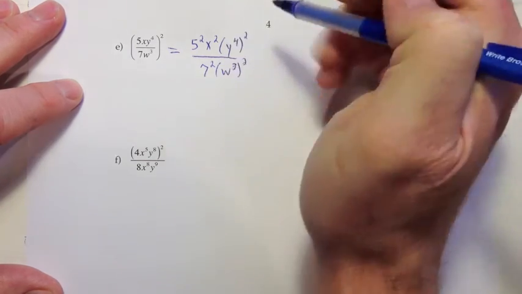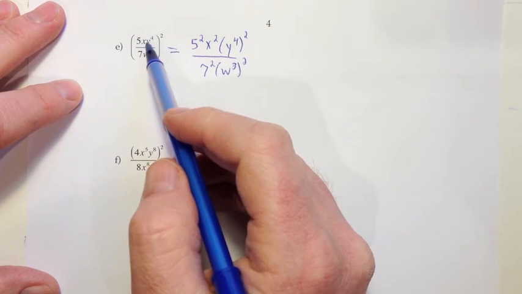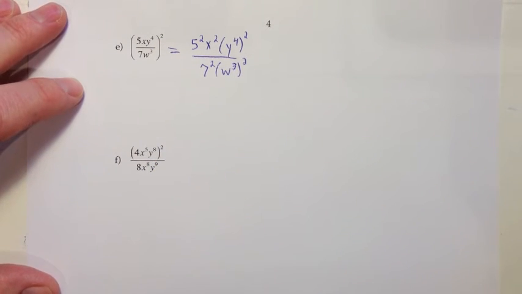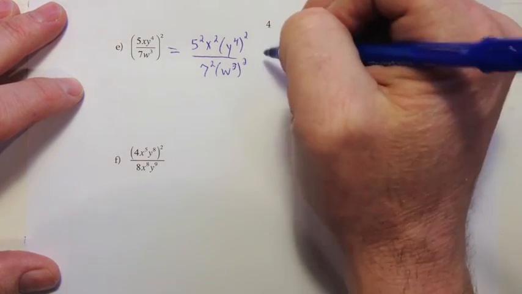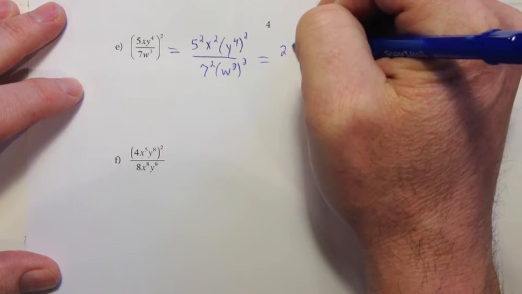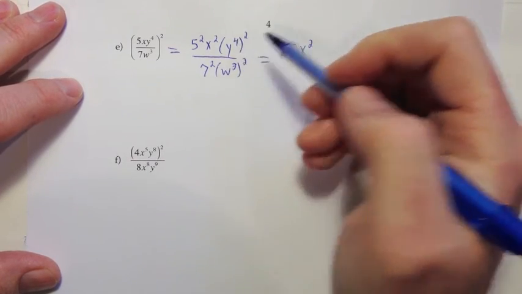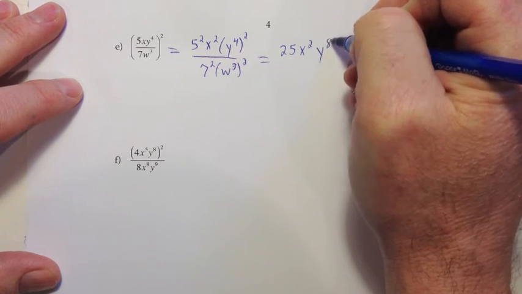So again, every single factor inside of that parentheses gets that exponent distributed to it, and that is actually using both the quotient to a power and the product to a power rule simultaneously. And then I would just start simplifying. So 5 squared, 25, x squared is already simplified. Here we have a power to a power, so I'd multiply y to the 8th.